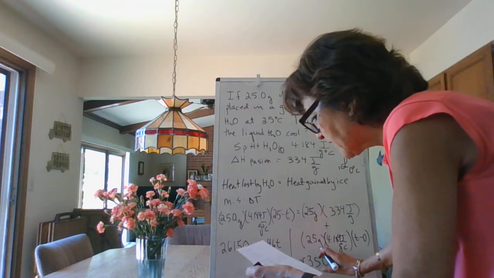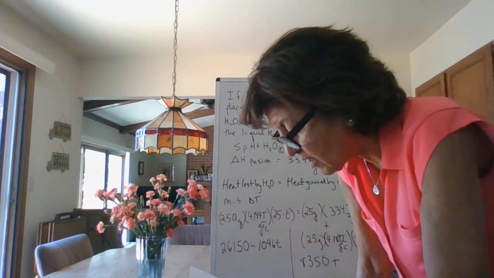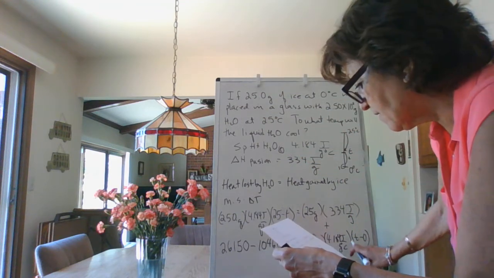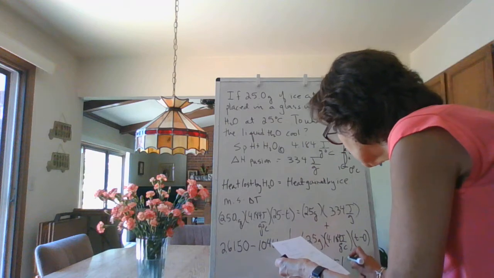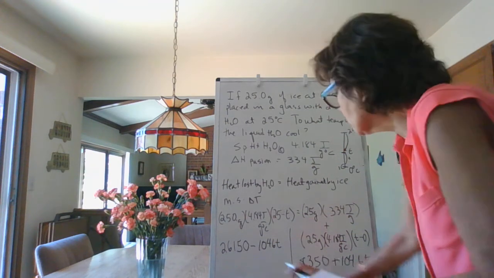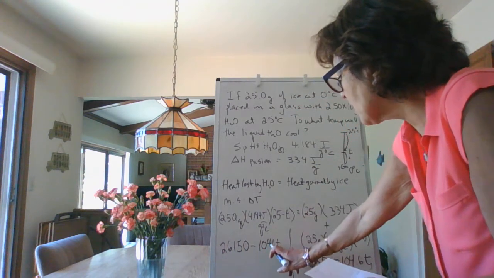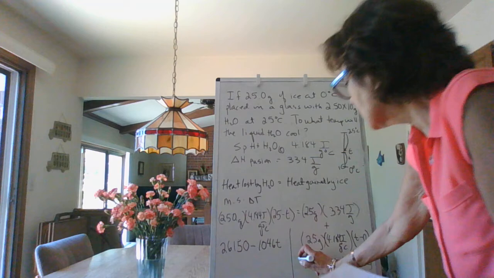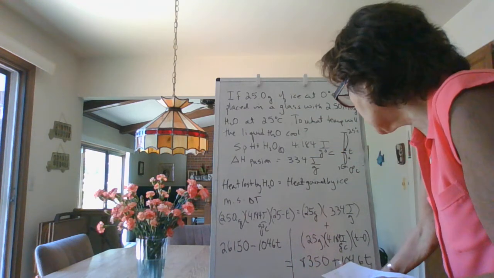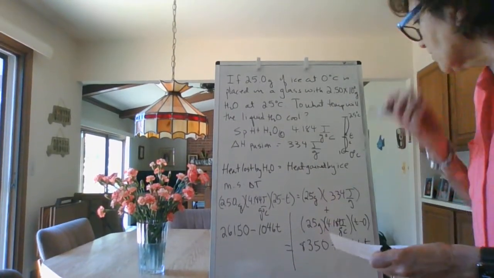Okay, so 8,350 plus, what do I have here? I have the 25 times this times T. So you end up with 104.6 T. So this is 26,150 minus 1,046 T is equal to 8,350 plus 104.6 T. Hopefully you can see all that and you're not confused.